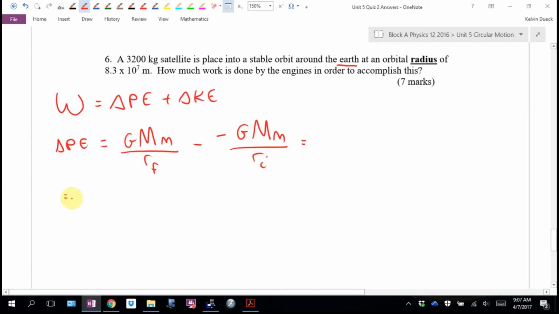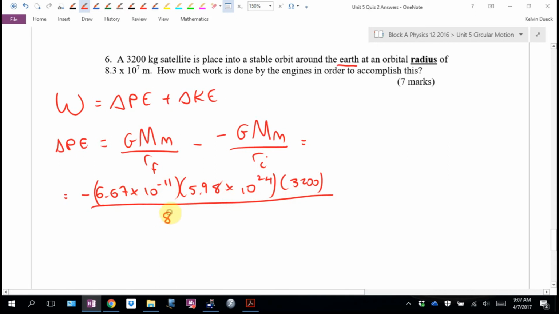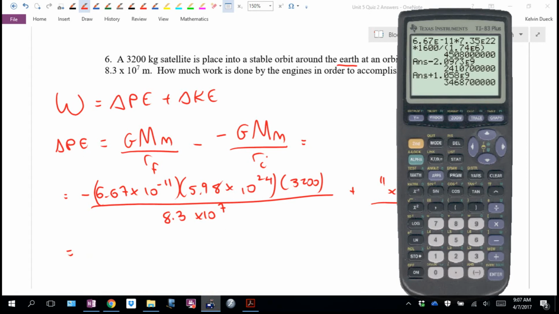It's going to be negative 6.67 times 10 to the negative 11 times 5.98 times 10 to the 24th times 3,200 divided by R final is 8.3 times 10 to the 7th. Do I need to add the radius of the Earth? No, that is a radius. Plus, same thing times same thing times same thing divided by radius of the Earth. I'm going to get negative 6.67 times 10 to the negative 11 times 5.98 times 10 to the 24th times 3,200 divided by 8.3, scientific notation button 7.